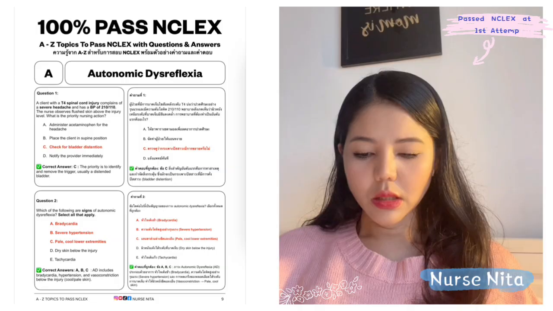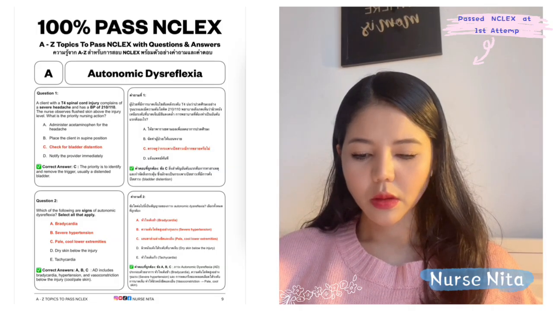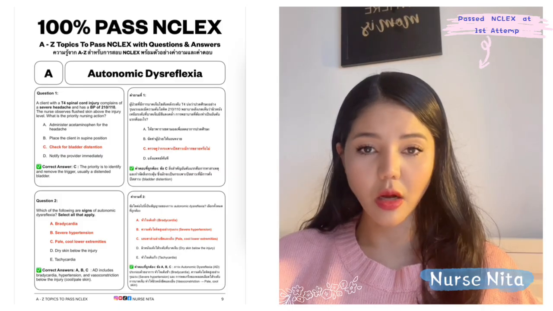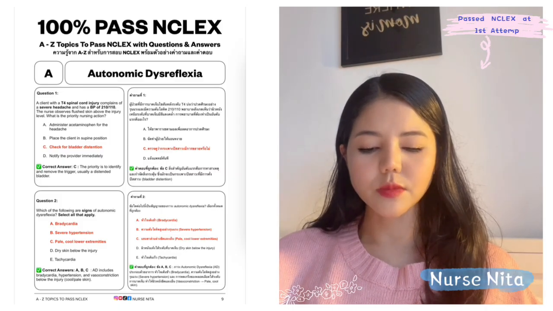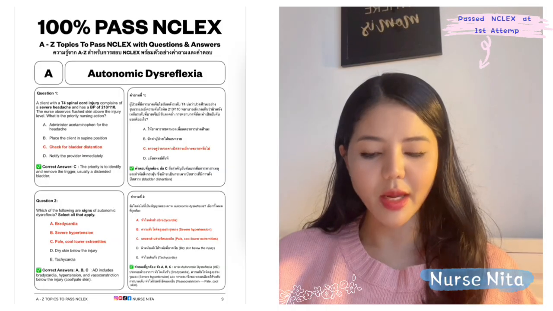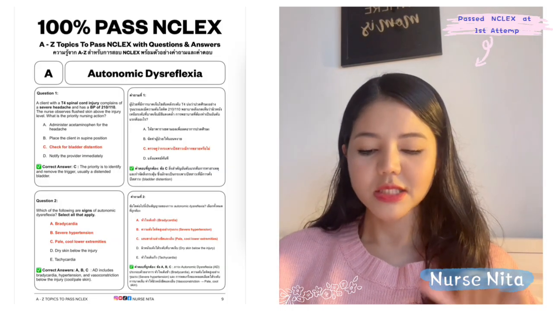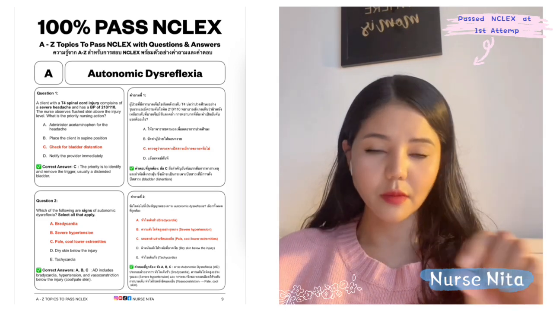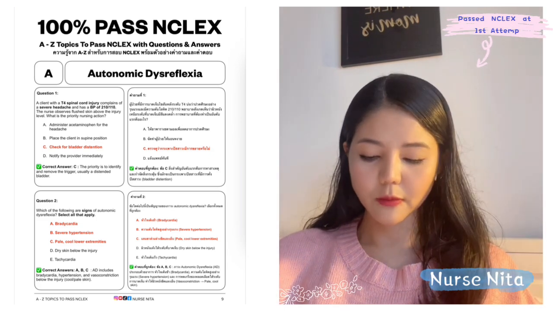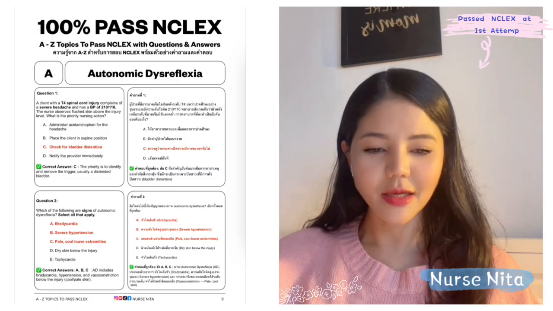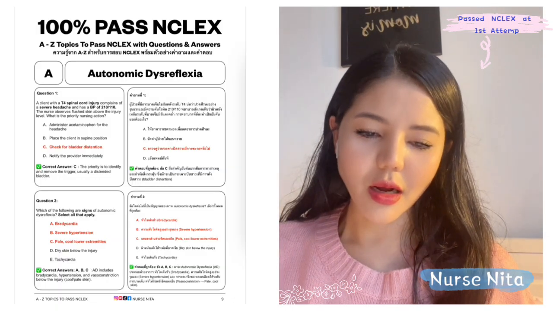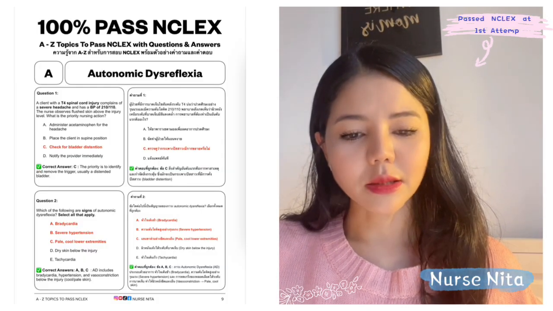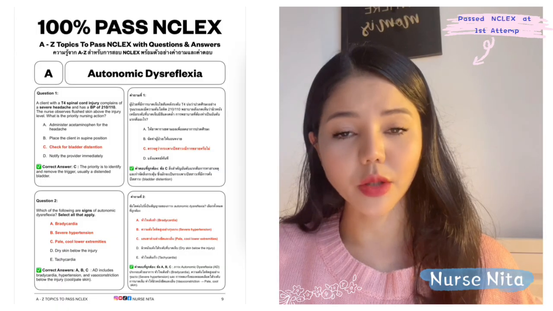Okay, question number 2. The key point is the signs of autonomic dysreflexia, and select all that apply. So the signs and symptoms of autonomic dysreflexia are bradycardia, not tachycardia. Severe hypertension, yes. Pale, cool lower extremities, yes, because of the vasoconstriction. Okay, these are the key points of autonomic dysreflexia that you will always be tested on in the NCLEX, with example questions and answers.